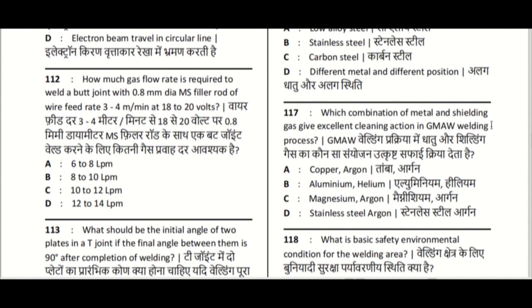How much gas flow rate is recorded to weld a butt joint with a 0.8 mm diameter MS filler wire, with a wire feed rate of 3 to 4 meter per minute at 18 to 20 volt? The gas flow rate will be around 8 to 10 liters per minute.